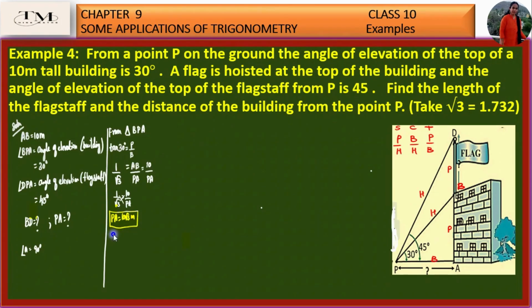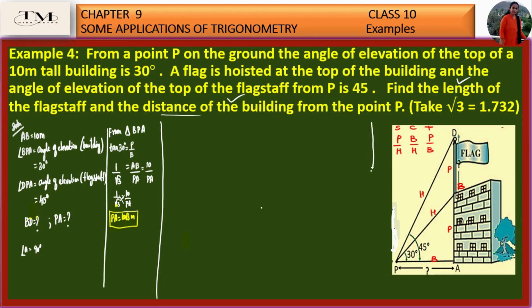Okay children. So far we found PA is equal to 10 root 3. So PA is nothing but distance of the building from the point P. Now we have to find out the length of the flagstaff. For that we are going to use the big triangle DPA. Because DB is present here, we cannot use the small triangle. We have to use the right angle triangle to follow the trigonometric ratio. So we are going to use the triangle DPA.